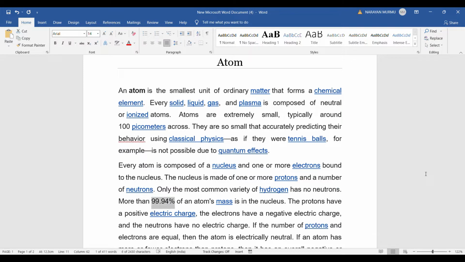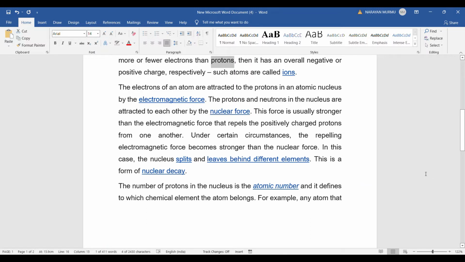More than 99.94% of an atom's mass is in the nucleus. The protons have a positive electric charge. The electrons have a negative electric charge, and the neutrons have no electric charge. If the number of protons and electrons are equal, then the atom is electrically neutral. If an atom has more or fewer electrons than protons, then it has an overall negative or positive charge. Respectively, such atoms are called ions.